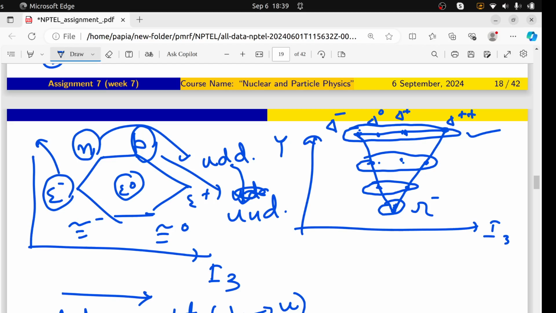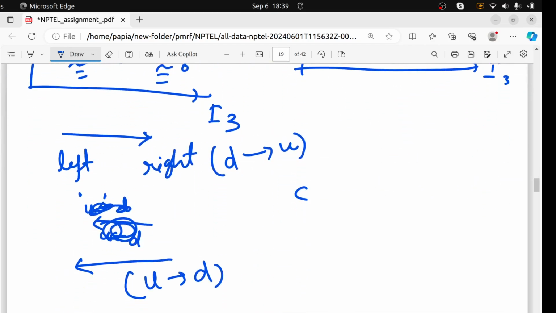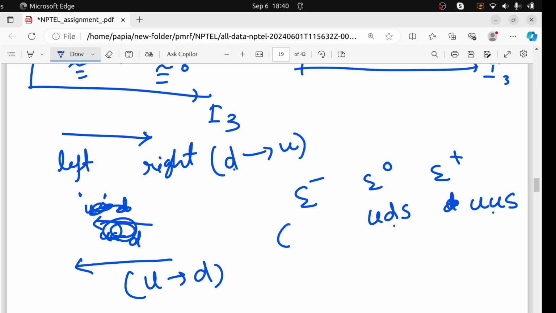And for this case, let me write here sigma minus, sigma 0, sigma plus. Sigma 0 is UDS, that I know. So what will be the value of sigma plus? It will be UUS, because one D is replaced by U. I told you that from left to right D is replaced by U. So from right to left it will be DDS, because one U is replaced by D. So DDS, UDS, UUS.